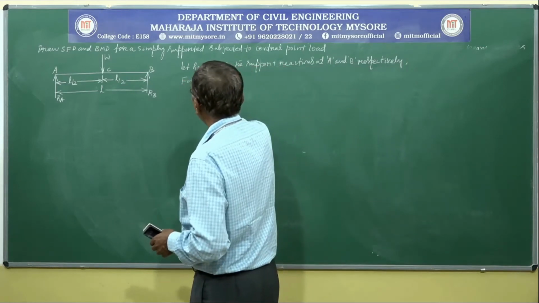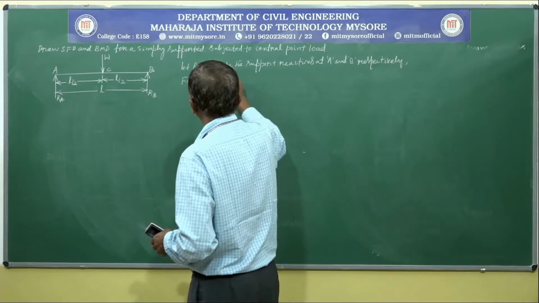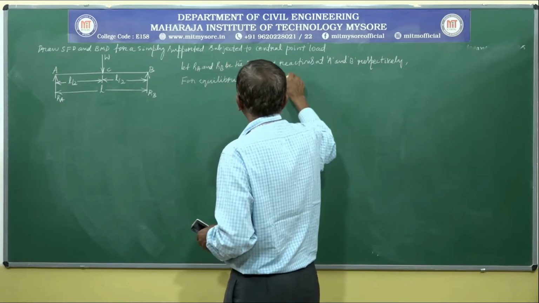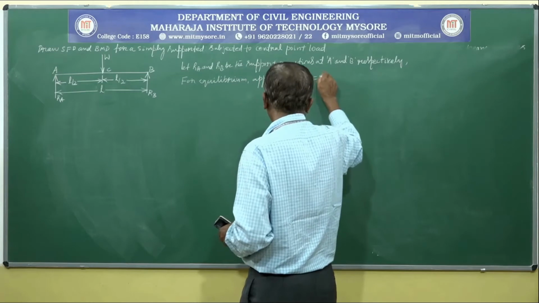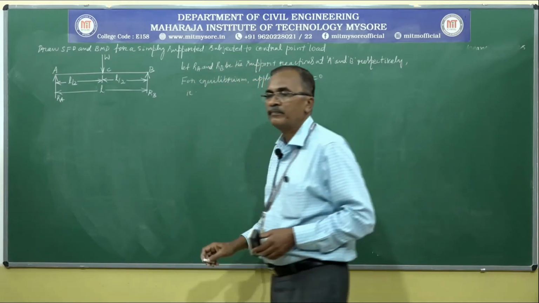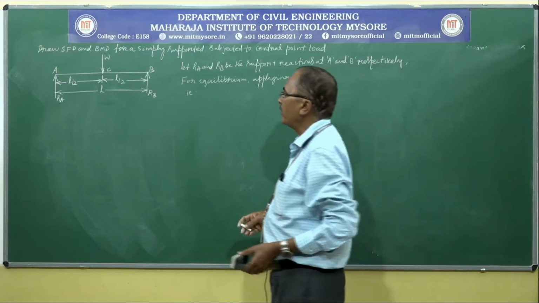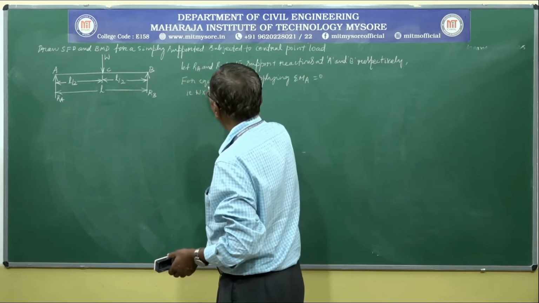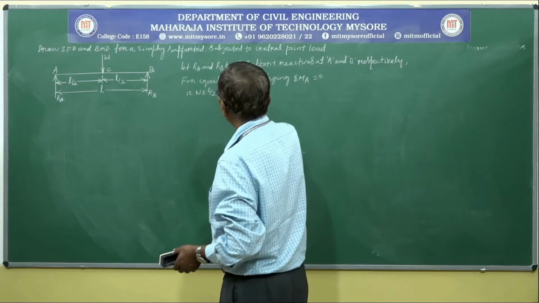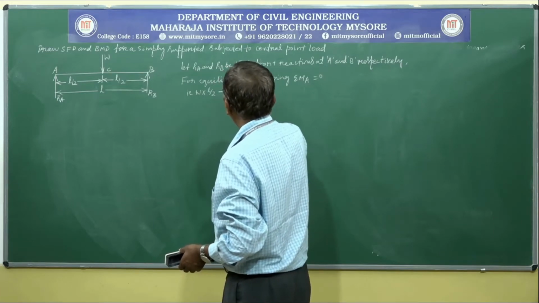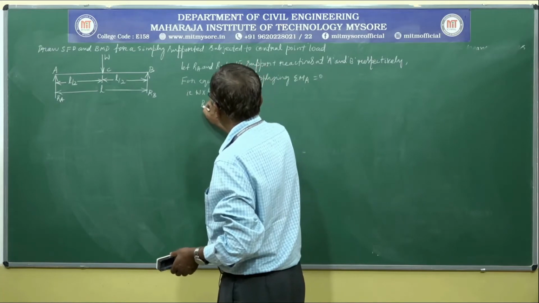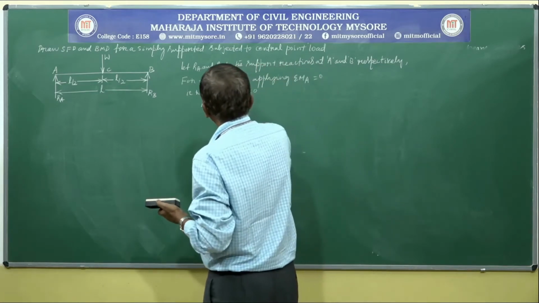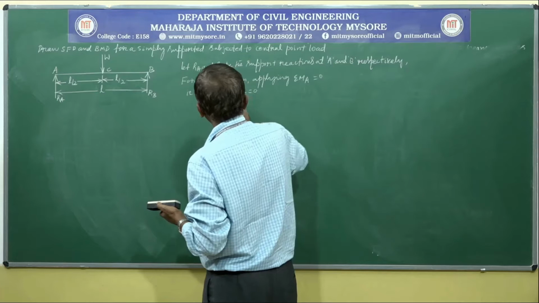For equilibrium, applying sigma M about A is equal to 0, that is, at point A, RA will not produce any moment, W will create clockwise moment, W into L by 2, minus RB into L, that is equal to 0. Therefore, RB is equal to W by 2.